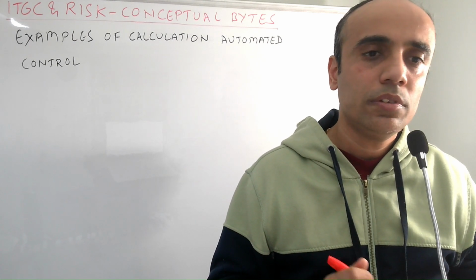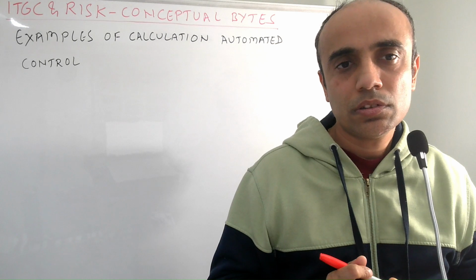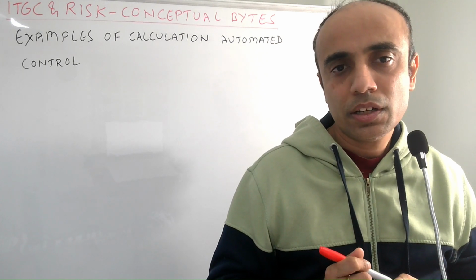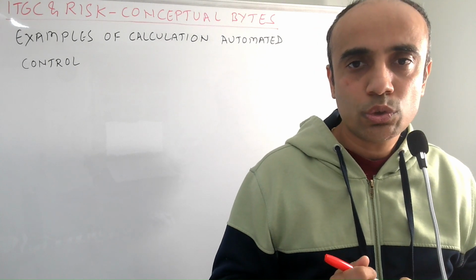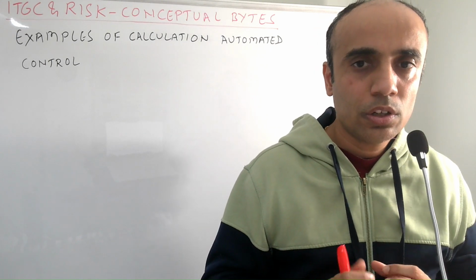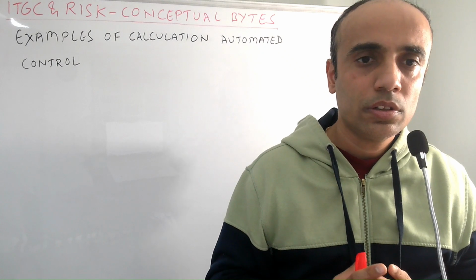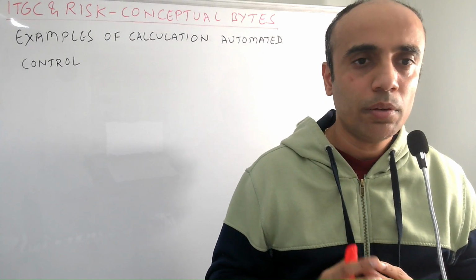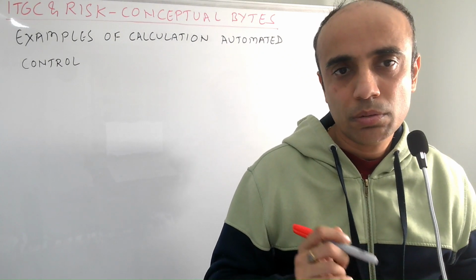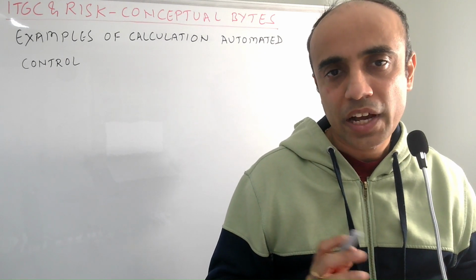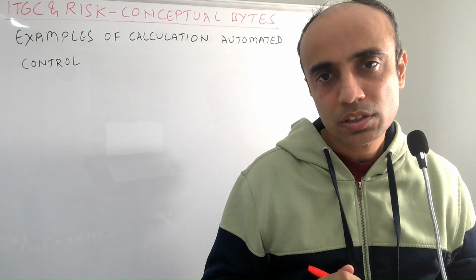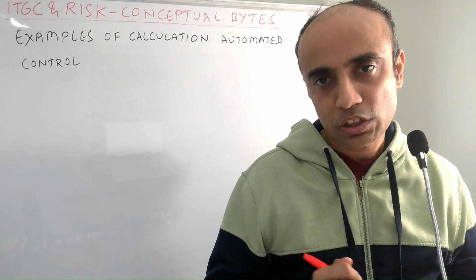Next example, a tax application using income, tax liabilities, deductions and credits to calculate the total tax. So total tax computation done in an automated way by a tax application by using all of these details like income, tax liabilities, deductions and credits is a calculation automated control.